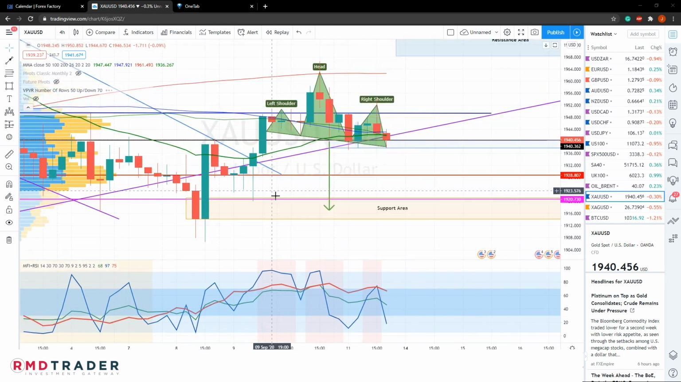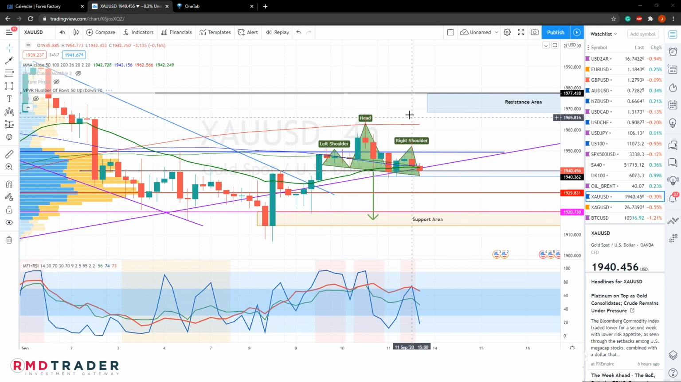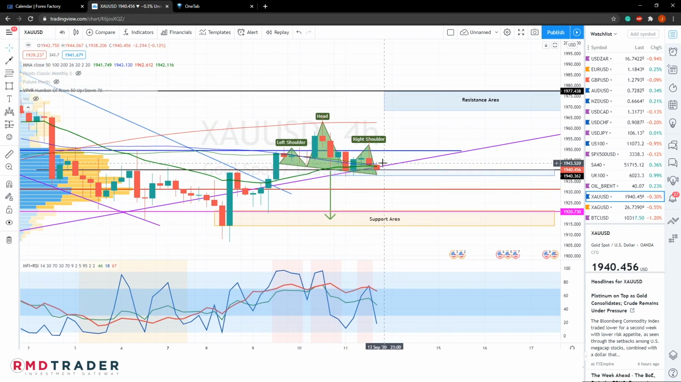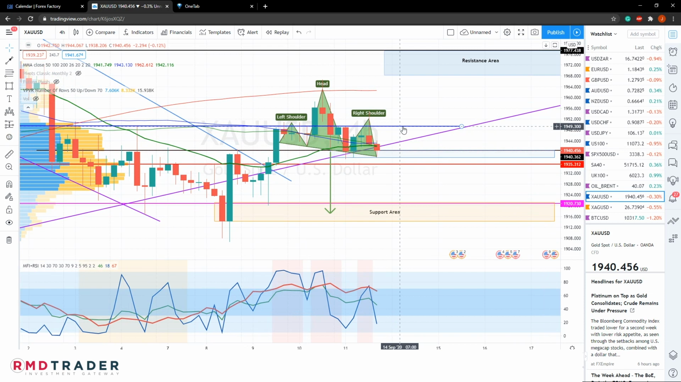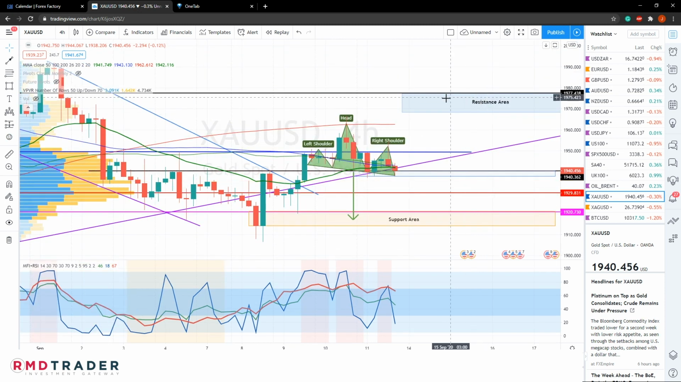However, and just give a moment for the chart to render again, if we manage to break higher and find some support and get above this 1950 level, I expect price to move higher towards this 1977 level, which is the area of resistance.